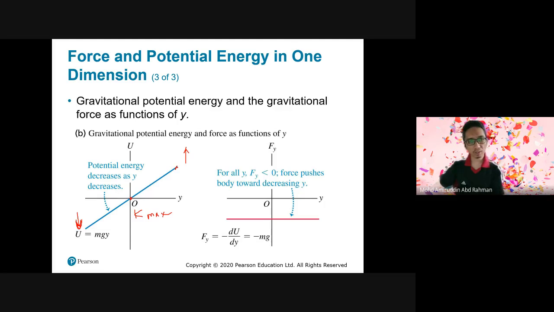So over here Fy is constant. For all y, Fy is the same, because the force pushes the body towards decreasing y, so it will be minus mg. That's the difference between elastic energy and gravitational energy in terms of their forces.